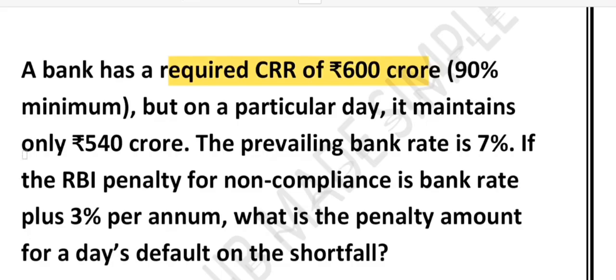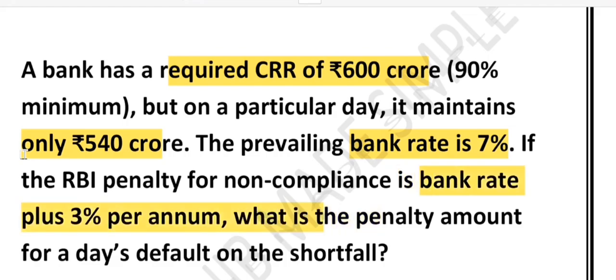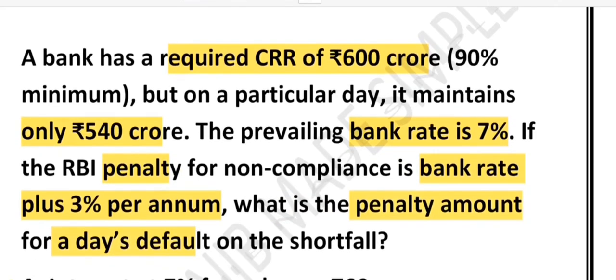But on a particular date, it maintained only 540 crore. The prevailing bank rate they have given is 7%. Now, the RBI penalty for non-compliance is bank rate plus 3% per annum. That is the penalty that RBI charges. So the question is, what is the penalty amount for a day's default on the shortfall? Very good question it is. Let me show you the options.